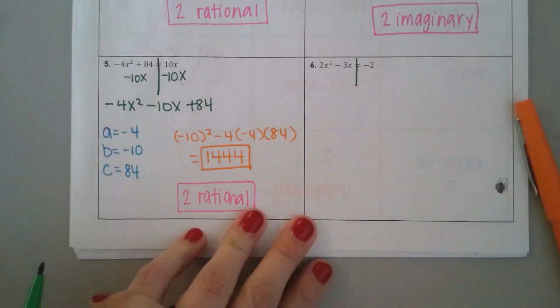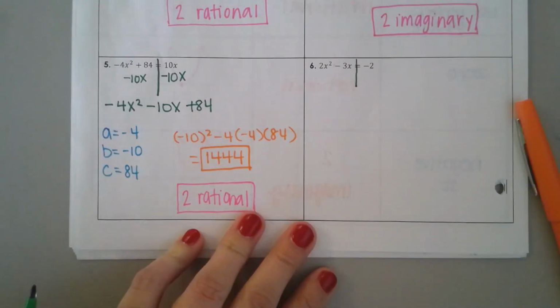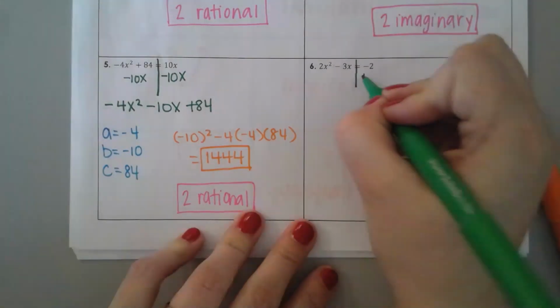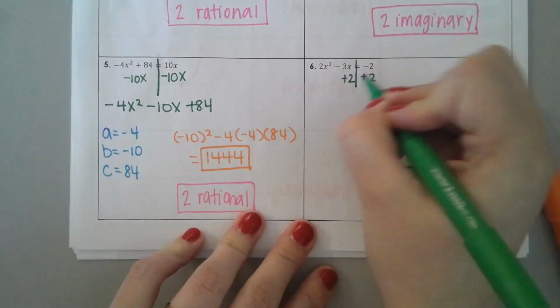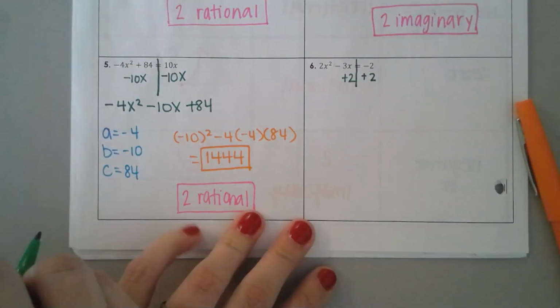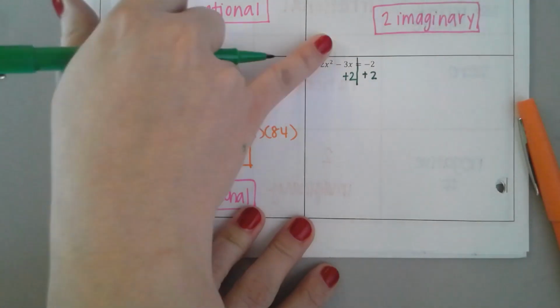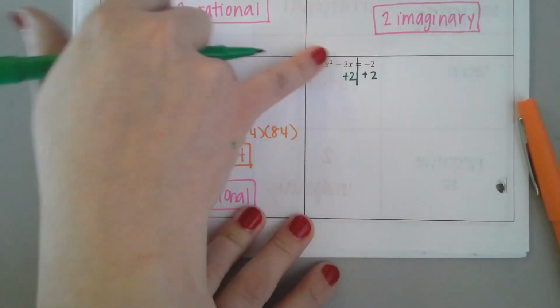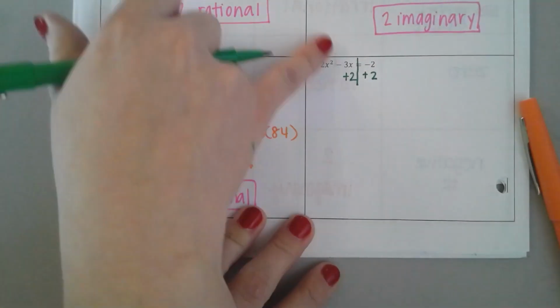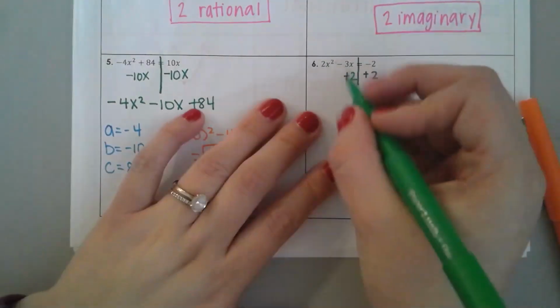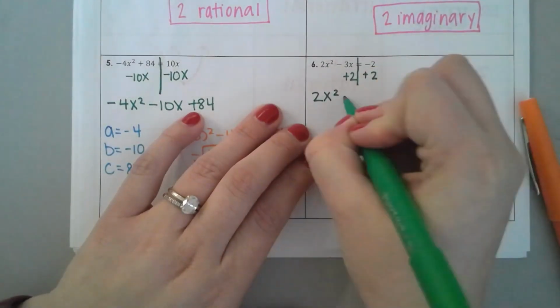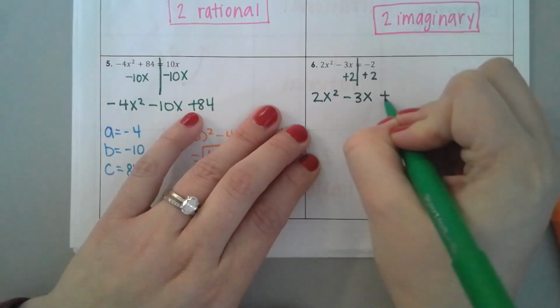So last one, I have this negative 2 is on the wrong side. So how do I move it to the other side? Add 2. Because this is a minus, so I do a plus. Now I don't do negative 3 plus 2 to get negative 1x. Those are not like terms, so you just write them all separate. 2x squared minus 3x plus 2.